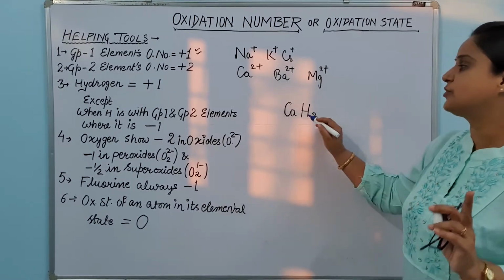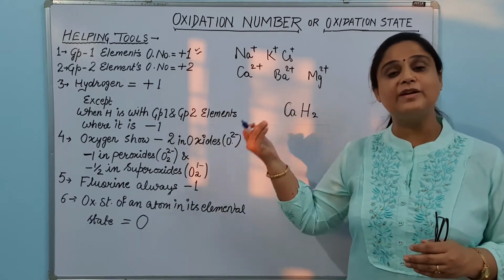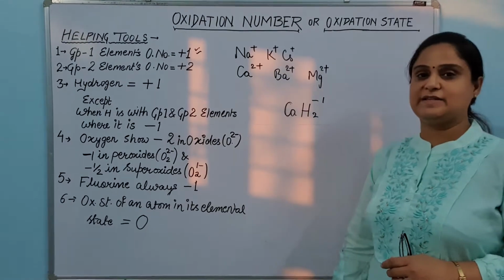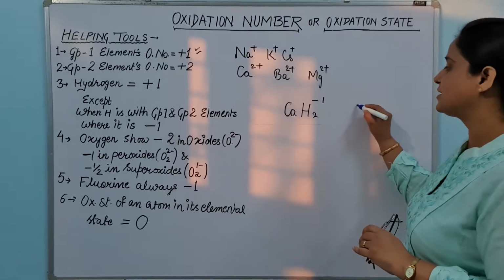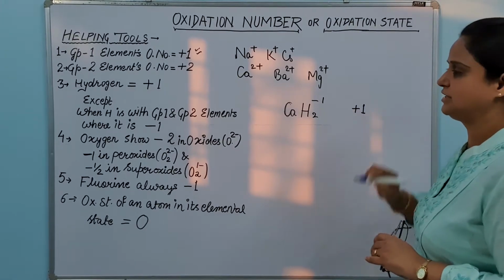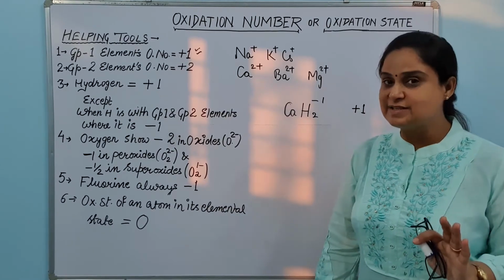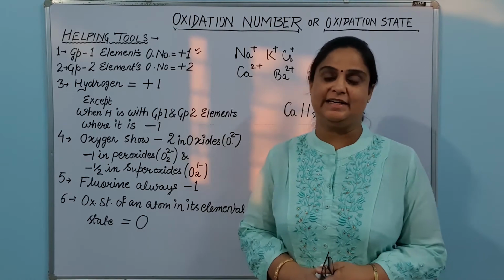So in the condition where the hydrogen is attached with a first group element or second group element, its oxidation state is -1. Otherwise, in all the conditions, you will see that hydrogen is at +1 oxidation state without any exception. Okay? So this is simple again.